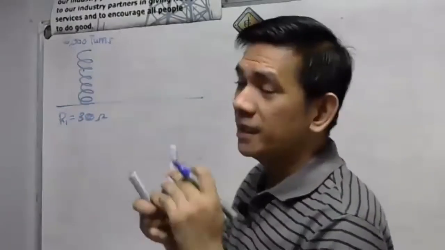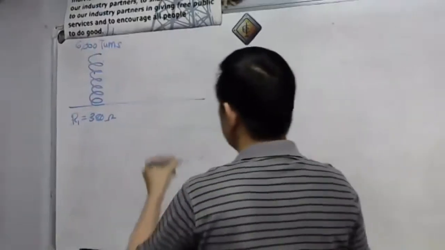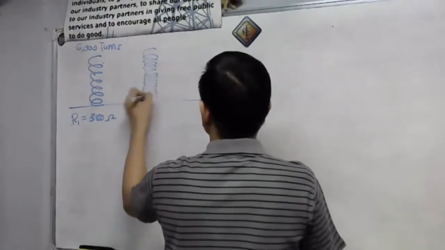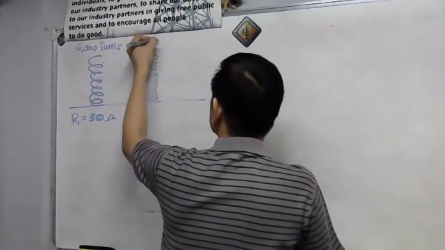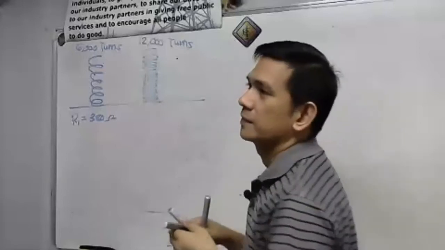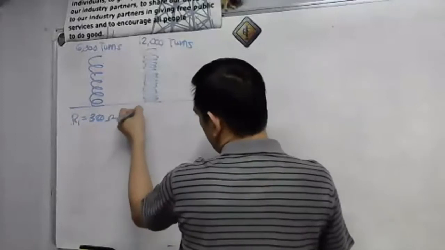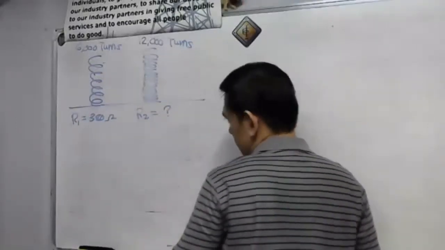And then this coil is rewound. Maybe it is being stretched and it is rewound. But now, 12,000 turns. Too many turns here. There. So we have 12,000 turns. How many ohms will the new coil have? So we have here our R sub 2. That is the question.